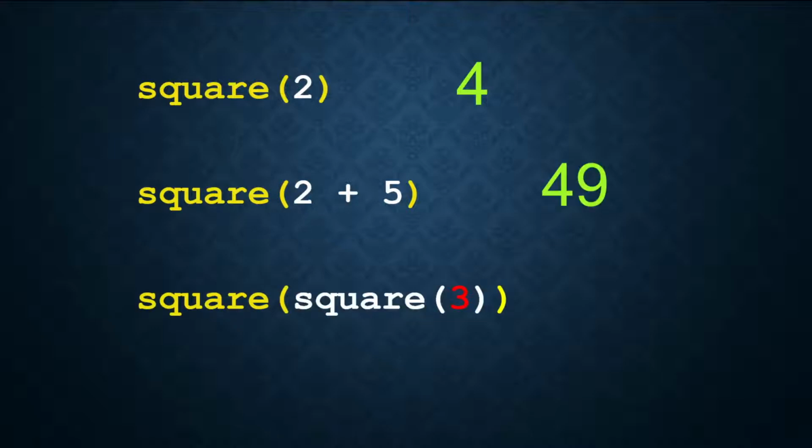And next, how about square(square(3))? Basically how this works is that the first call of the function will act on this 3. Then the second call of the function will act on the result of square(3). So square(3) will give you 9, and square(9) will give you 81.